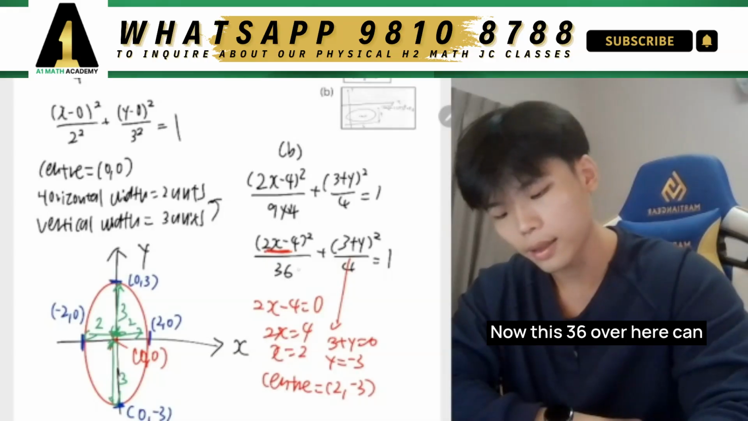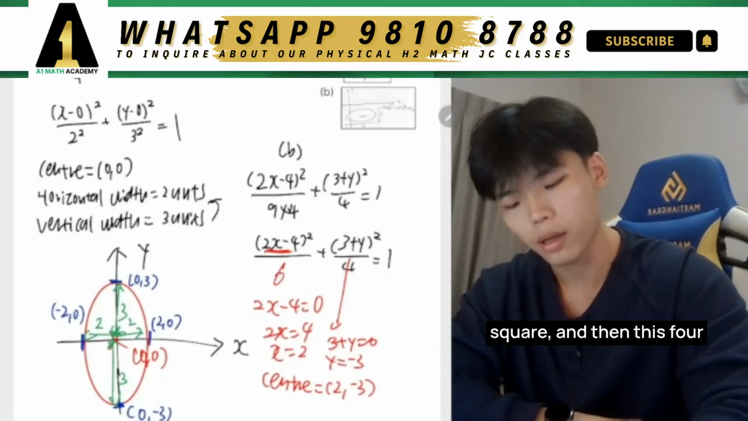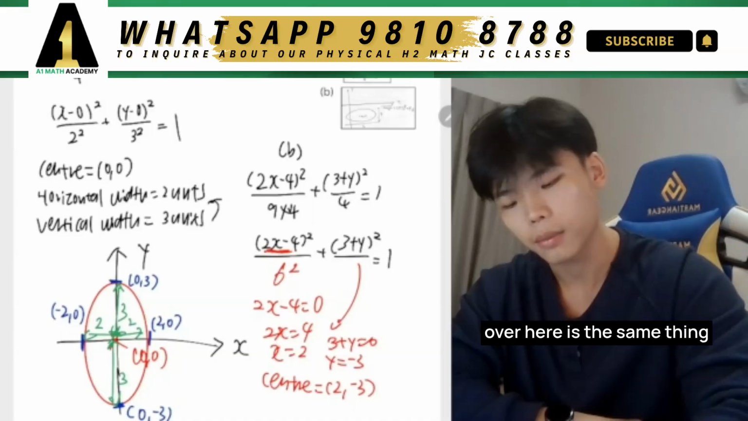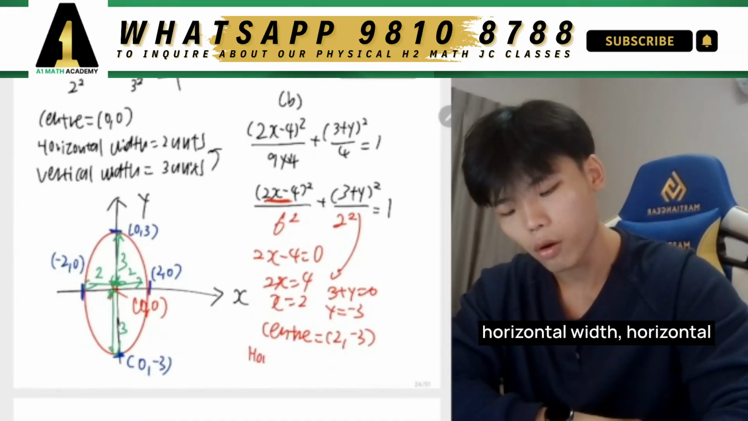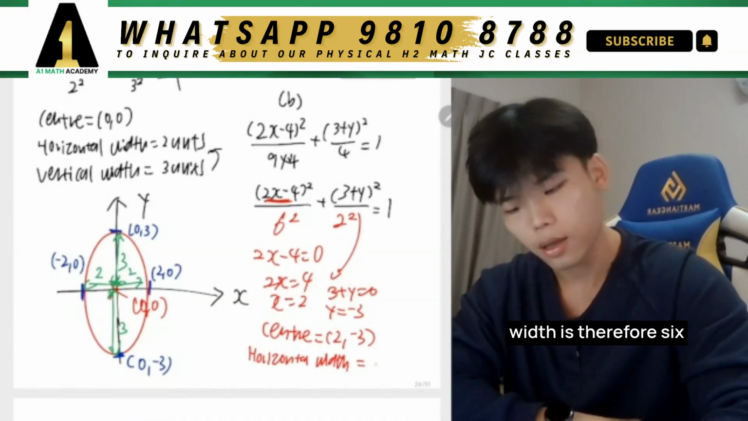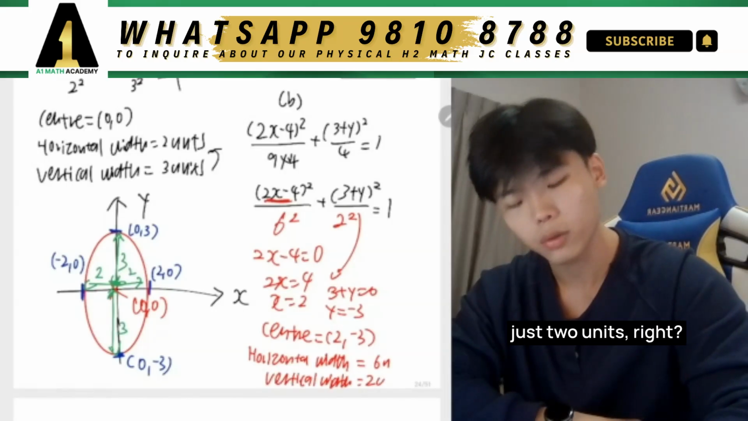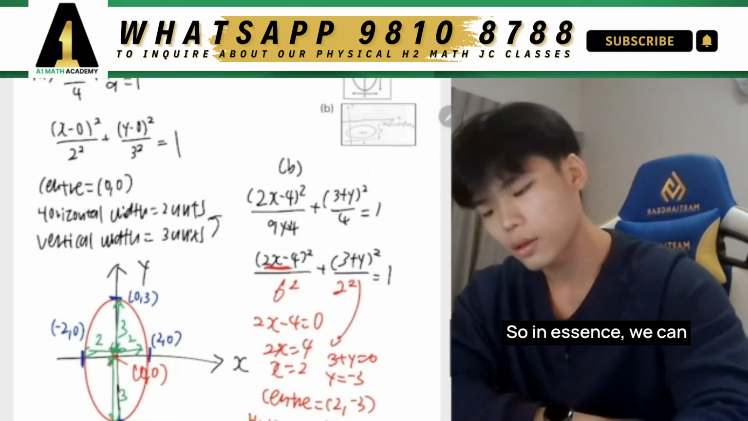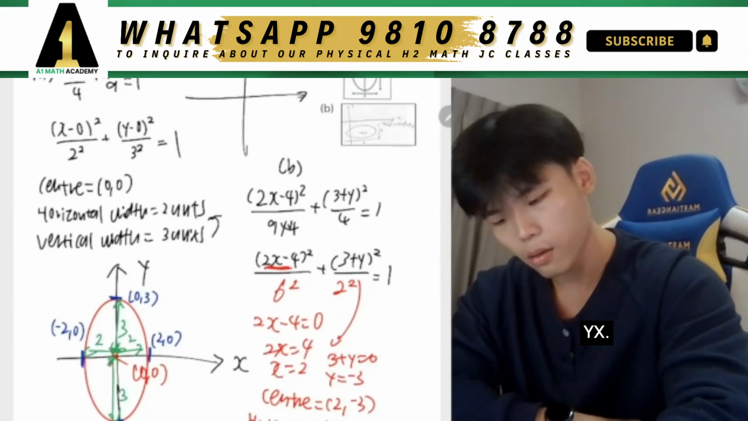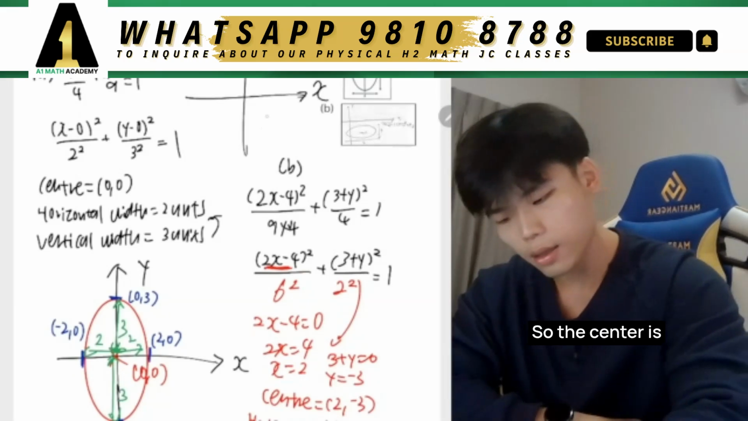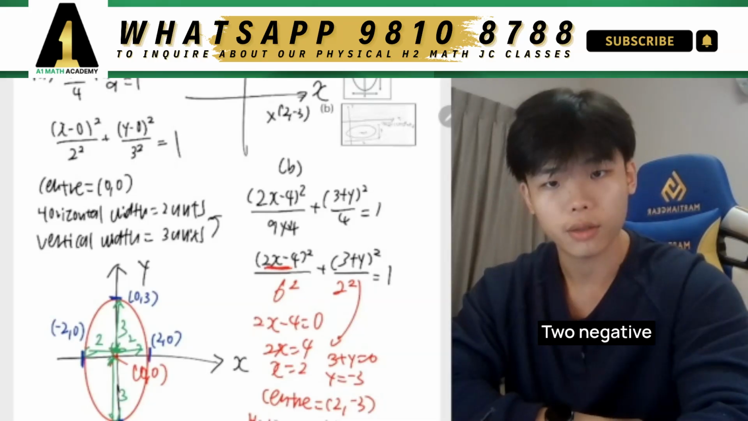Now, this 36 over here is the same thing as 6 squared, and this 4 over here is the same thing as 2 squared. So we know that the horizontal width is therefore 6 units, and the vertical width is therefore just 2 units. In essence, we can sketch it out, and it looks something like this. The center is somewhere here, (2, -3) over here.